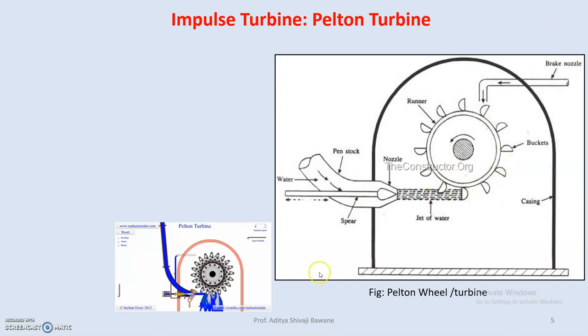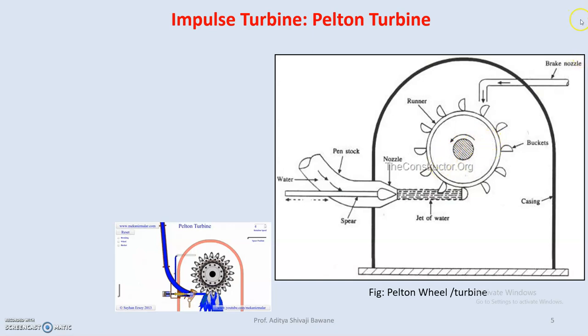The next component is the casing. Casing is to avoid the splashing of water from this component to the outside. Next to that is the braking nozzle or braking jet, which is used to minimize the speed or stop this wheel whenever there is an emergency. If you fully close this valve, then also due to its mass moment of inertia, this disc will continue to rotate, and if we need to stop it in very little time, we provide a reverse jet opposite to this direction so that this disc will come to rest in less time.